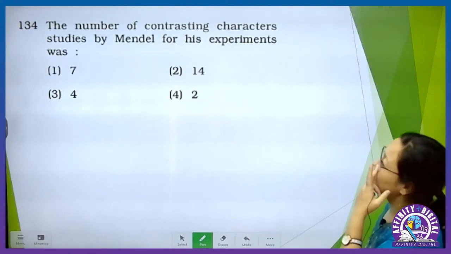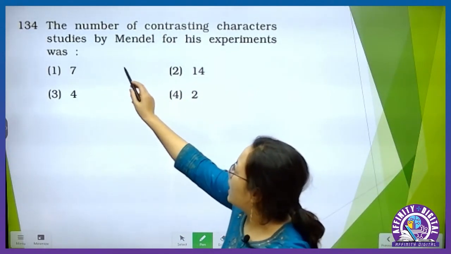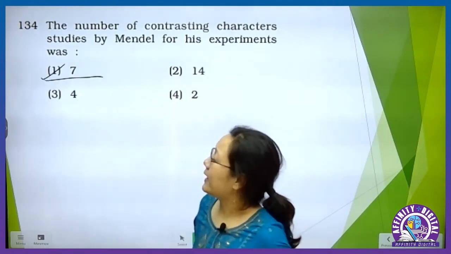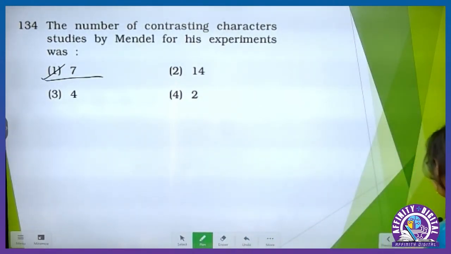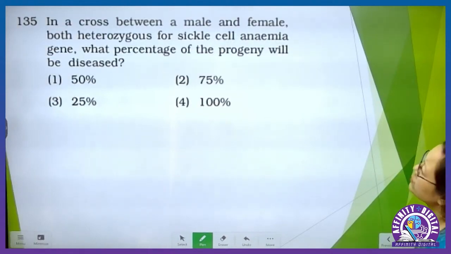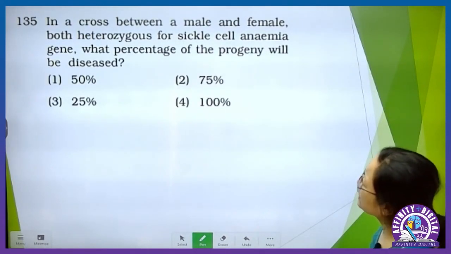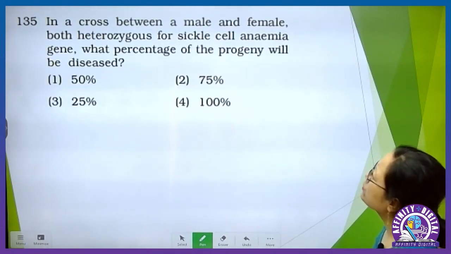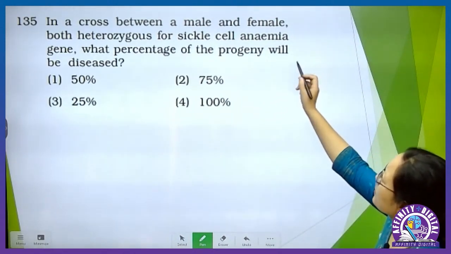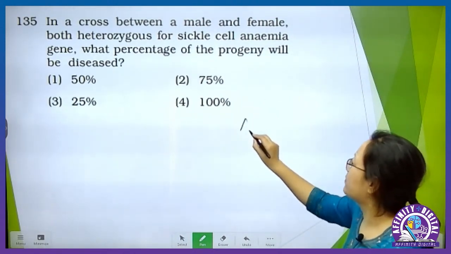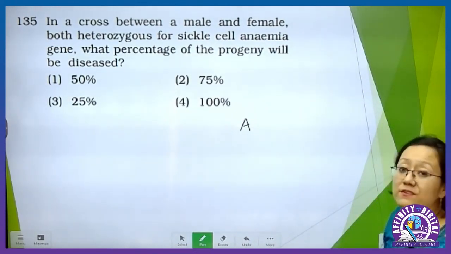The number of contrasting characters studied by Mendel for his experiment, each character that he studied, there were 7 in number. In a cross between a male and female, both heterozygous for sickle cell anemia gene, what percentage of the progeny will be diseased? Heterozygous for sickle cell anemia. Sickle cell anemia is due to a recessive gene.